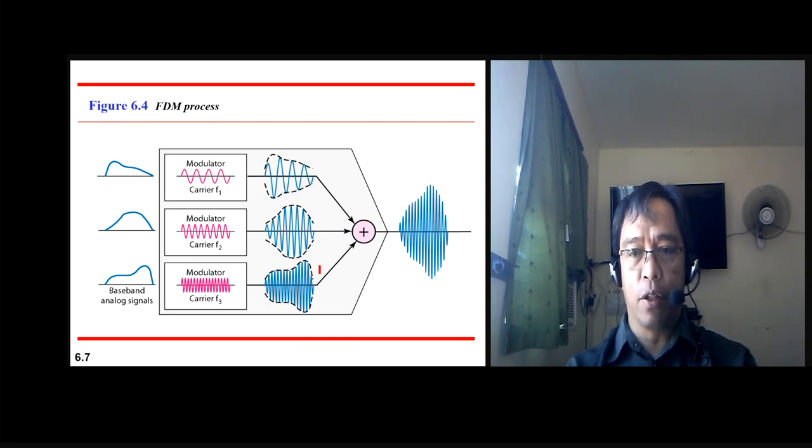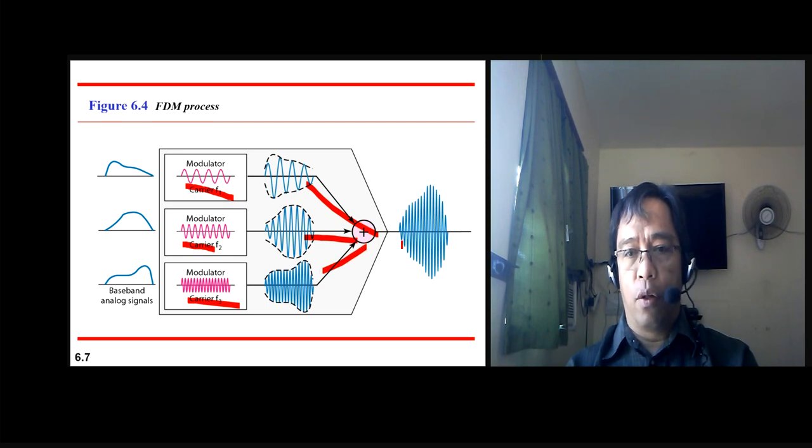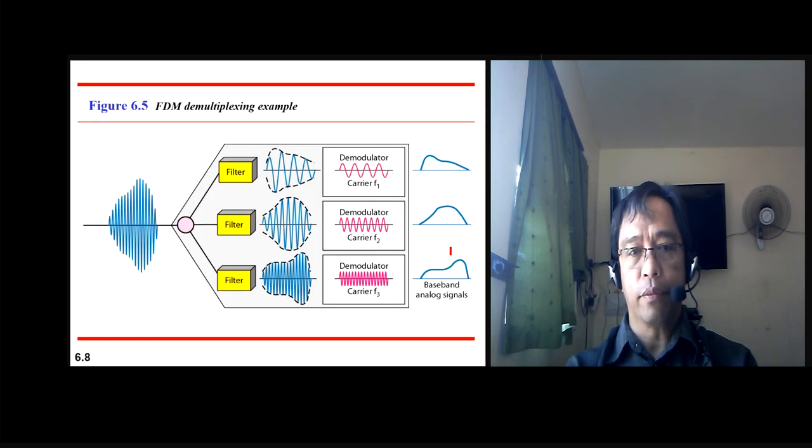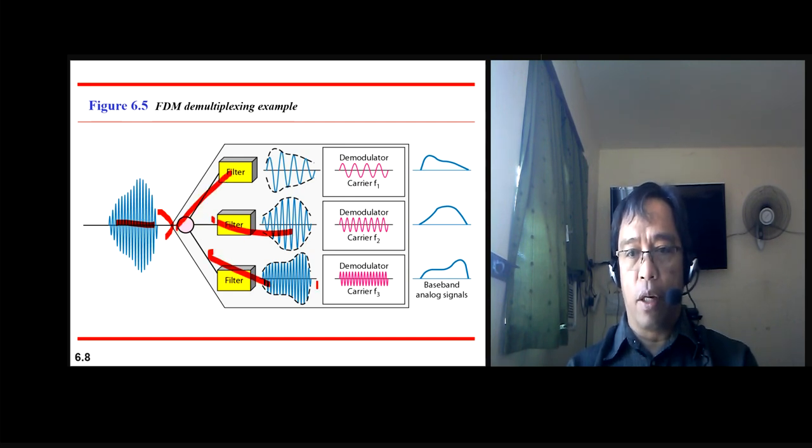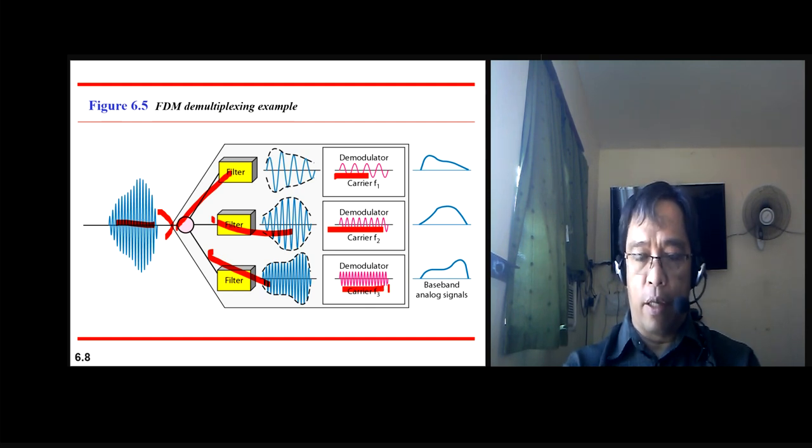Inside the multiplexer are three signals that modulate different carrier frequencies F1, F2, and F3. The resulting modulated signals are then combined into a single composite signal that is sent out over the media link that has a bandwidth to accommodate it. At the receiver, Figure 6.5 illustrates the FDM demultiplexing process. The demultiplexer uses a series of filters to decompose the multiplexed signal, then passes the signals to a demodulator that separates them from their carriers and passes them to the output lines.